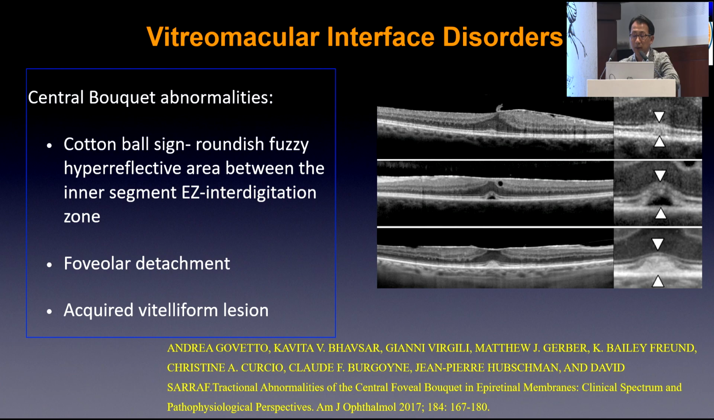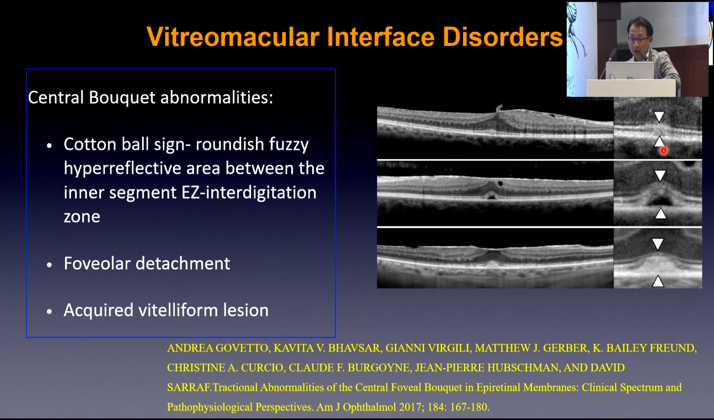In vitreomacular interface disorders, central bouquet abnormalities can be divided on OCT into the cotton ball sign appearance, the second stage being foveolar detachment, and the third being the lamellar hole-like lesion formation. The cotton ball sign is a round, fuzzy hyperreflective area between the inner segment ellipsoid junction and the interdigitation zone. Here you can see this round, fuzzy appearance.